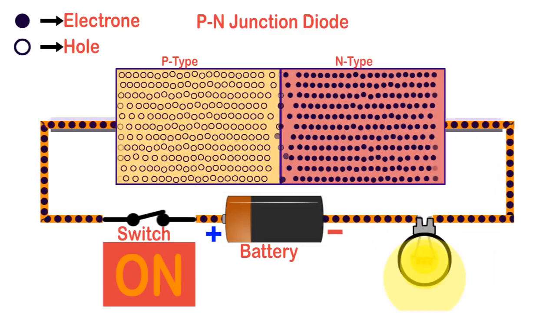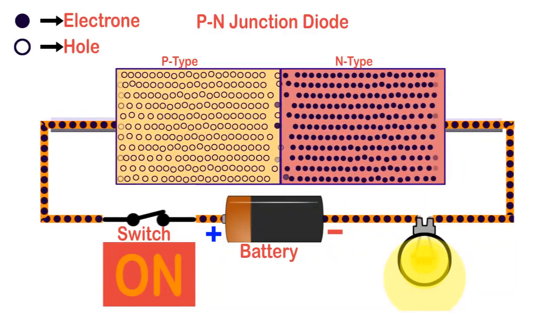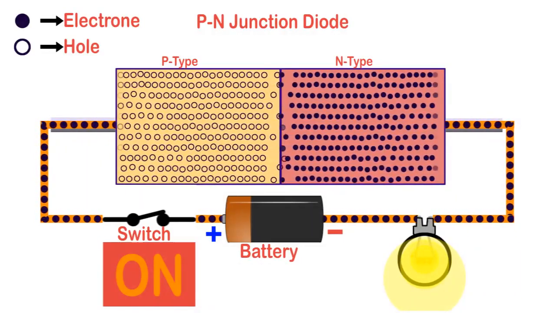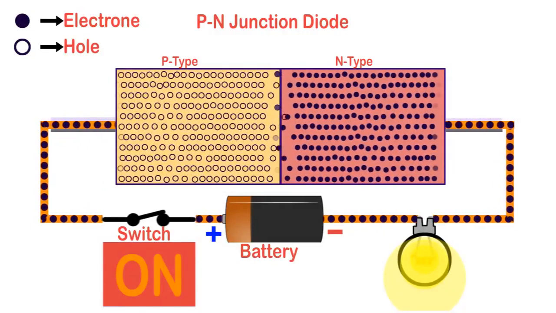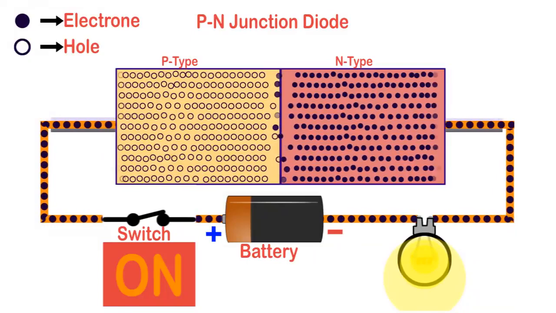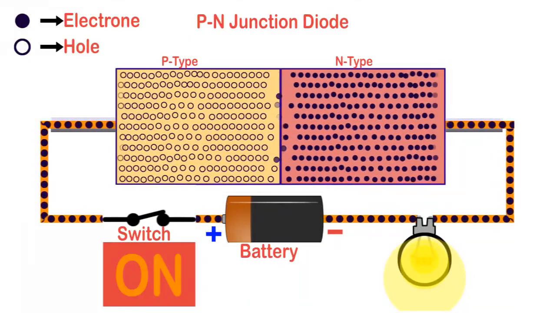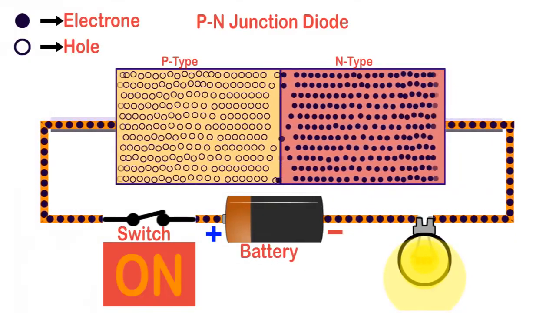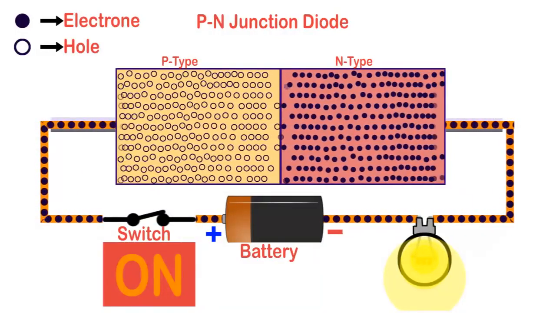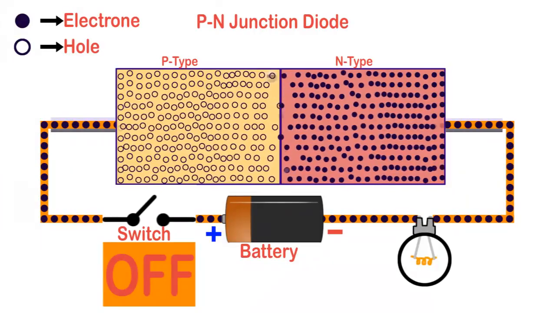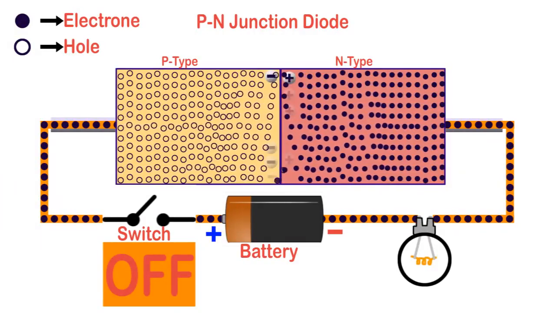Due to this small forward resistance, there is a small drop in potential from one end to the other, known as forward voltage drop, which is equal to 0.7 volt for a silicon diode and 0.3 volt for a germanium diode. So, we have discussed the working of a diode in forward biased condition.